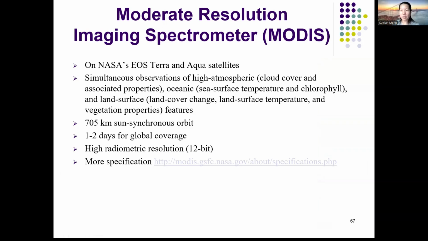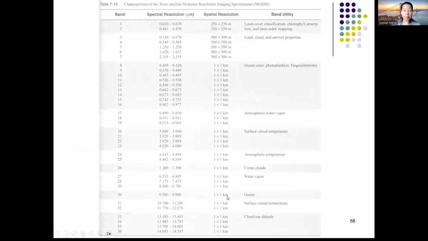So if you are doing coastal water salinity or suspended sediment sampling, you probably won't find a data set like MODIS that can match more closely with your sampling date. It also has very high radiometric resolution with a 12-bit data type. And you can check this link for more information.